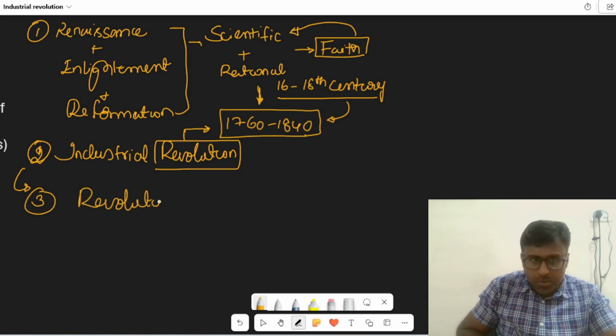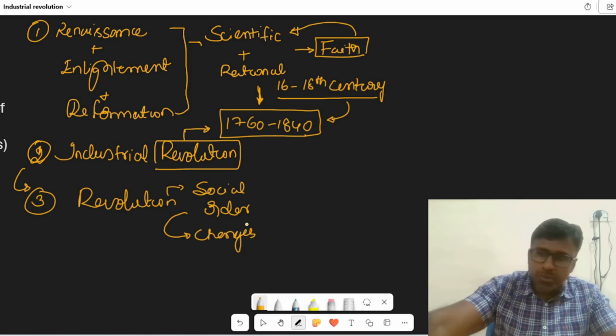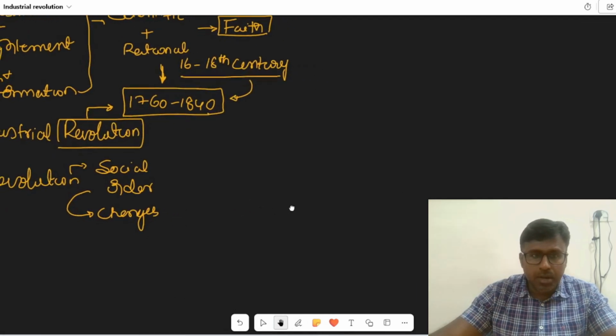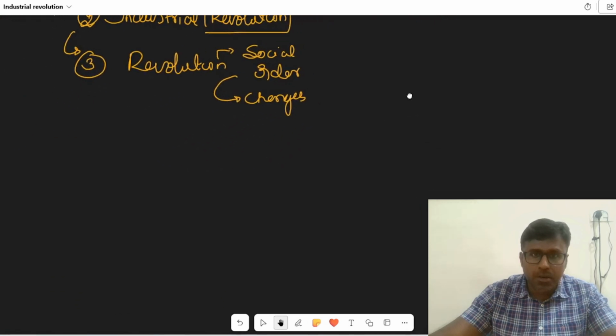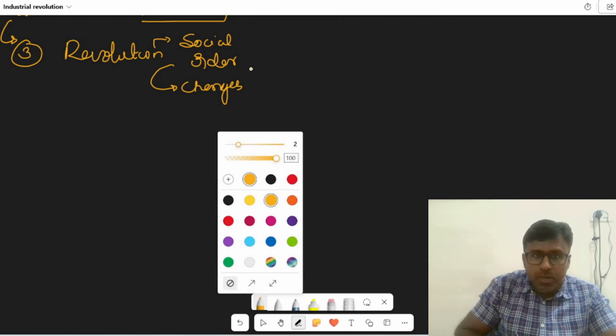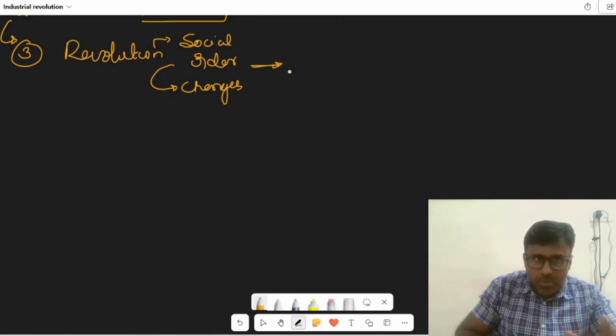What is the meaning of a revolution? The social order completely changes. You should understand the difference between a revolution and an evolution. Here, it is not like it evolved into a different society; it actually changed into a different order. So the first revolution is a social revolution.